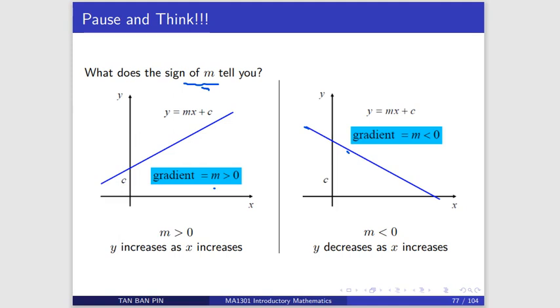If m is positive, you get increasing, because the y value is increasing. So y increases as x increases. For negative gradient, y decreases as x increases. So the sign of the gradient m tells you whether the function is increasing or decreasing. Positive gradient, y increases as x increases. Negative gradient, y decreases as x increases.